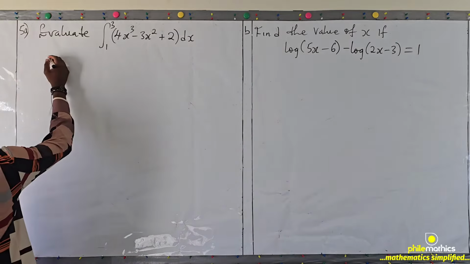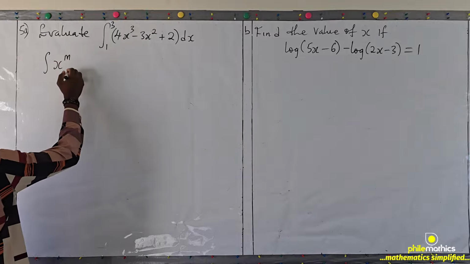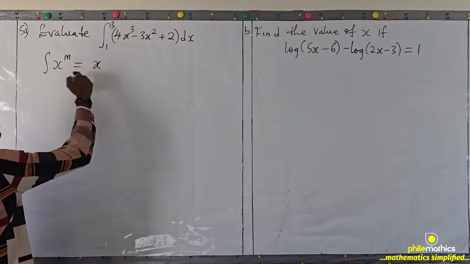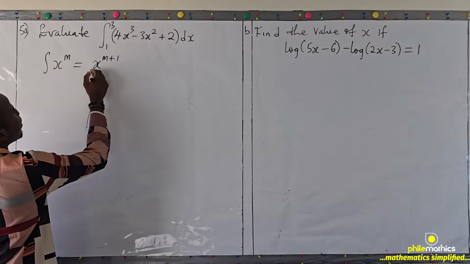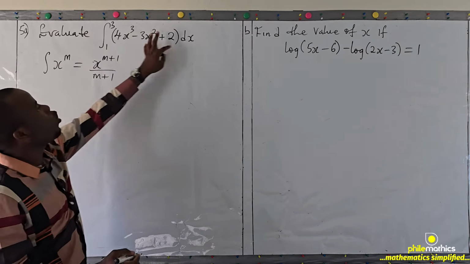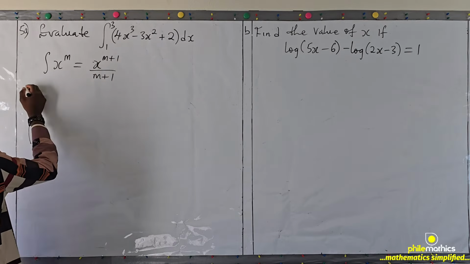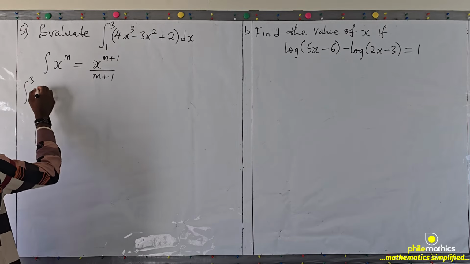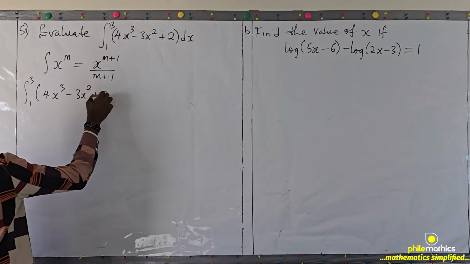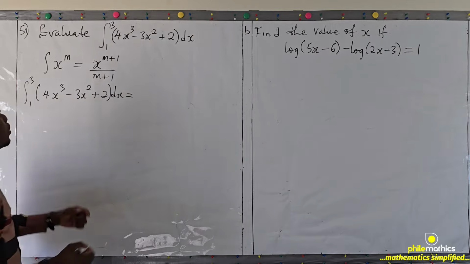So recall that the integral of, let's say, x to the power m is simply x to the power m plus 1, and then divided by the power m plus 1. So we are going to apply this for each of these and then apply the limit. So the integral from 1 to 3 of 4x cubed minus 3x squared plus 2 dx, we'll take it bit by bit.